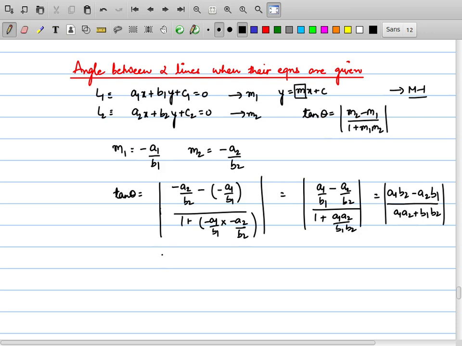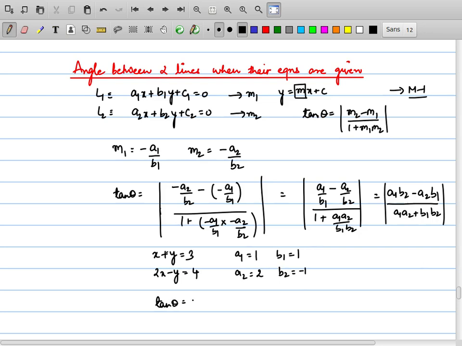For example, suppose we have two lines, x + y = 3 and 2x - y = 4, and we want to find the angle between these two lines. So what should be done? The x and y terms should be on the same side. What is a1? 1. What is b1? The coefficient of y is 1. What is a2? The coefficient of x is 2. What is the coefficient of y in the second equation? Minus 1. Just put these values in the formula.